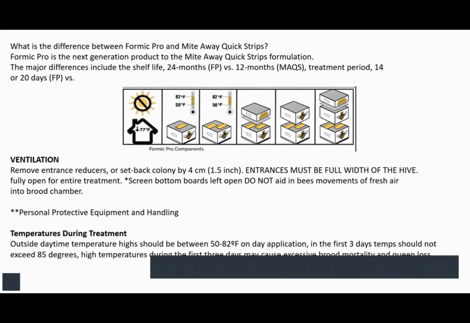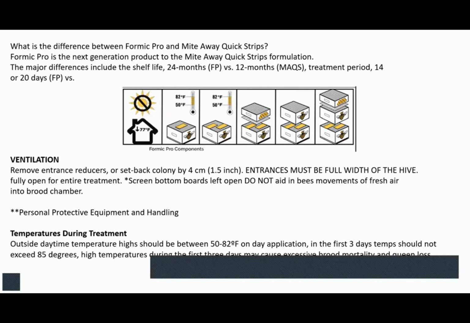Remove entrance reducers or set back colony 4 centimeters. So if your entrance reducers are on, then they said to set it back. Didn't make any sense to me. The first time I've ever heard that, but they want you to keep an airflow. Entrance must be the full width of the hive, so don't close off half and leave the other open. Fully open the entire entrance for the whole treatment. Screen bottom boards left open do not aid in bees' movement of fresh air in brood chambers. So don't count your screen bottom boards as giving them air.